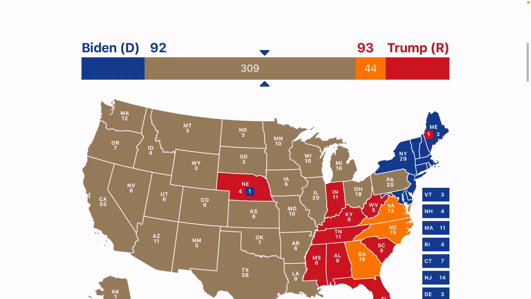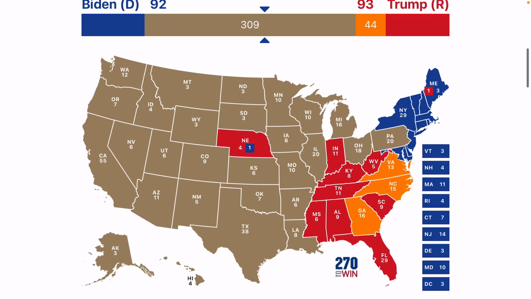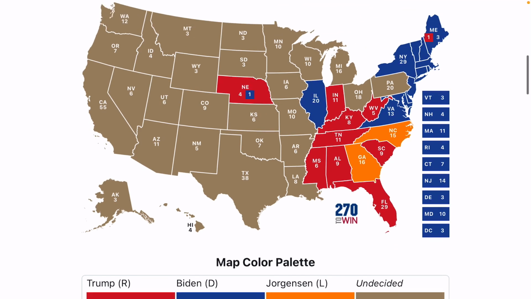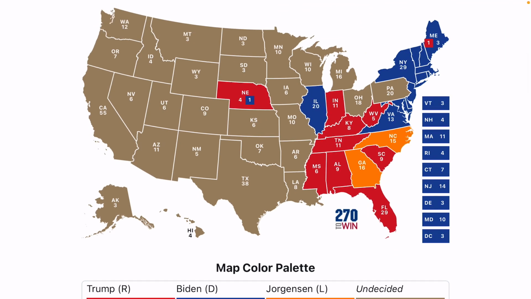So as of right now, you have Donald Trump with 88 electoral votes to Joe Biden's 88 electoral votes, and you have 44 electoral votes that are too close to call. So then you have Virginia getting called for Biden. And then obviously a safe state, Illinois, getting called for Biden.